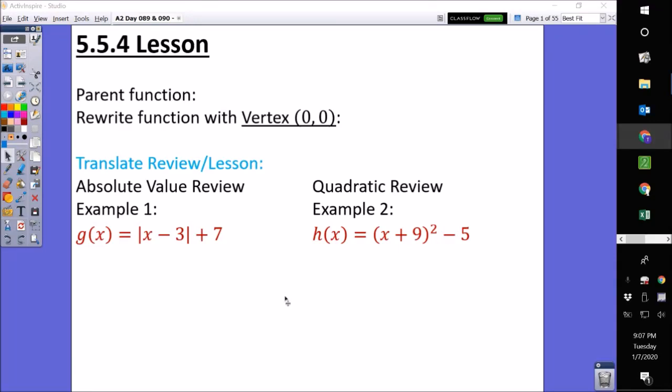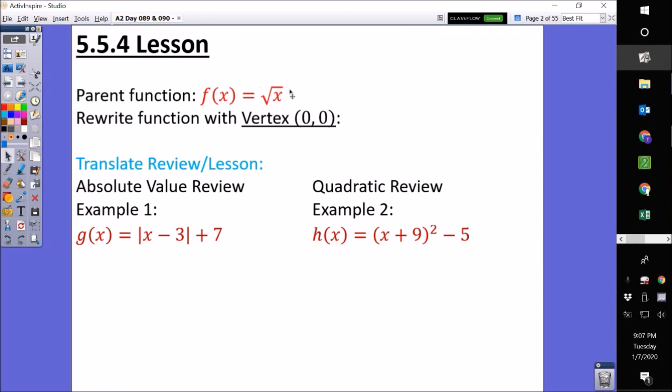Welcome to section 5.5.4. Here, we're going to focus on the square root function. And as I stated before in the previous sections, once you understand the rules and patterns of transformation, translation, reflection, and dilation, then identifying transformation for square root will be very easy. So for a square root function, the parent function is going to look like this.